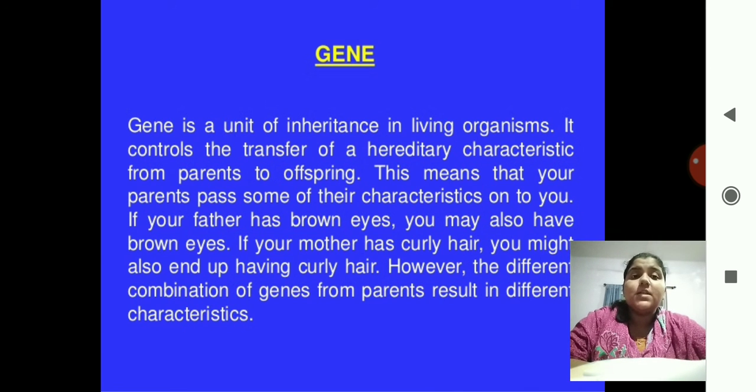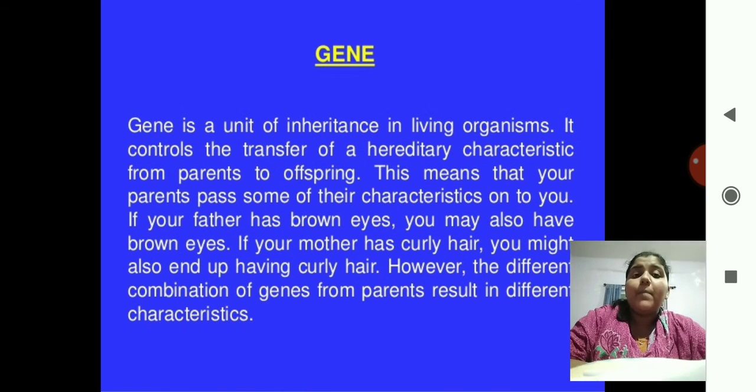The gene is a unit of inheritance in living organisms. The process I told you just now, from great grandfather to grandfather, from grandfather to father, and from father to son or daughter, is known as inheritance. That is, a particular characteristic or trait transferred from one generation to another is known as inheritance, and it controls the transfer of hereditary characteristics from parents to offspring.